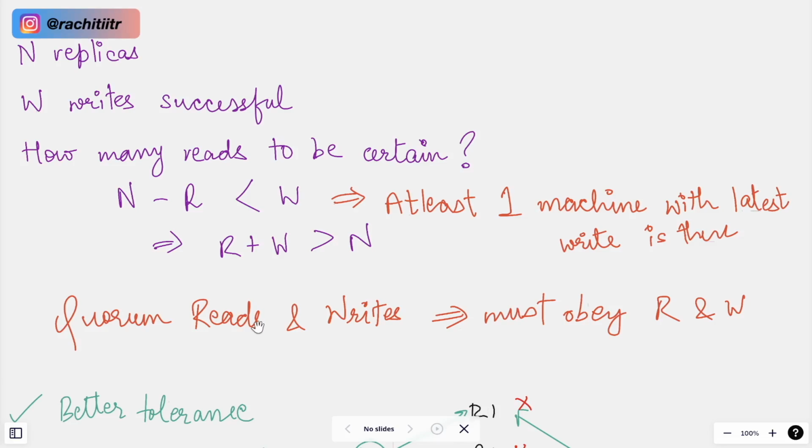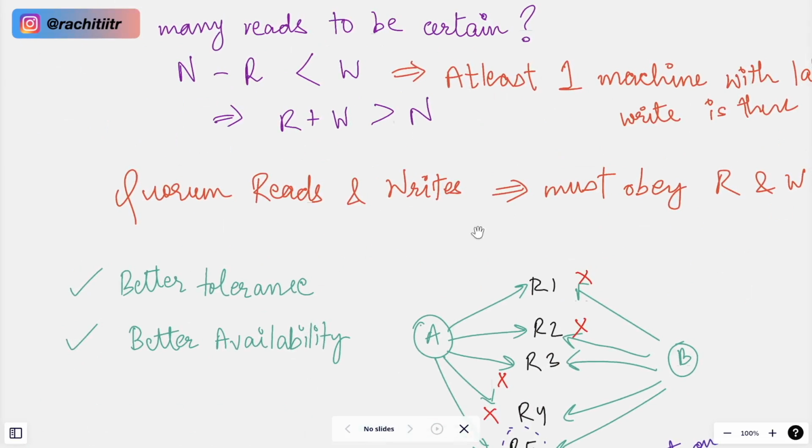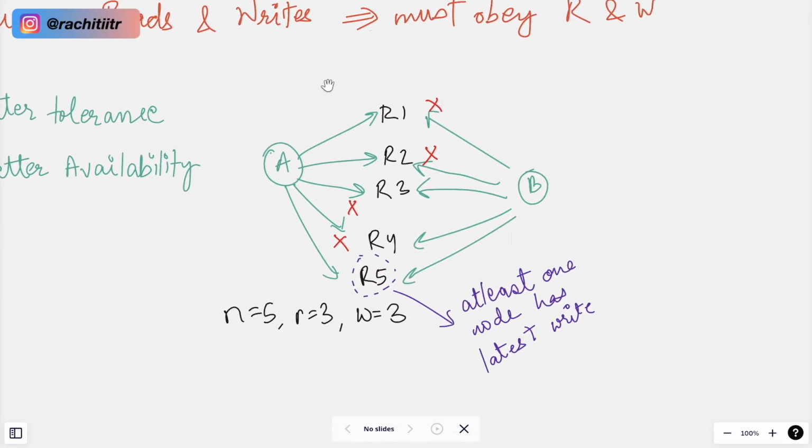And if your reads and writes are obeying these r and w values, which means the number of successful reads is greater than or equal to r, and similarly the number of successful writes is greater than or equal to w, then those reads and writes are known as quorum reads and writes. So these give us better fault tolerance and availability. And let me give you a very simple example to demonstrate that.